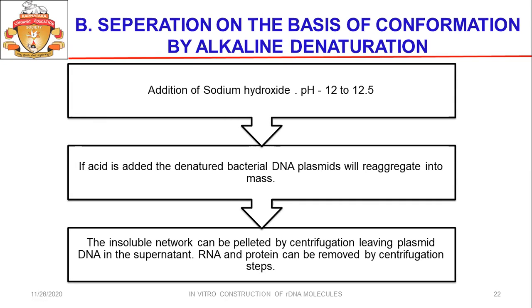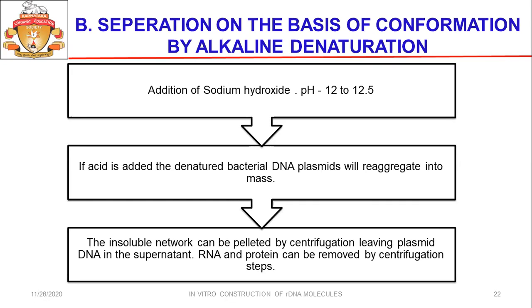There is a reason for this. The reason is that supercoiled DNA, that is our plasmids, can be easily removed from the non-supercoiled DNA, that is the bacterial chromosomal DNA. In a pH between 12 to 12.5, we can denature the non-supercoiled DNA, that is the bacterial chromosomal DNA. So this is done to extract our plasmid of interest.